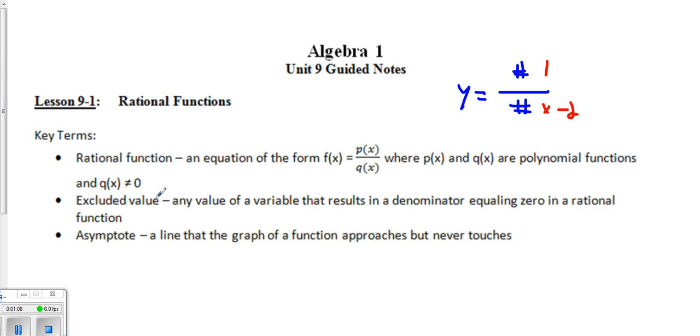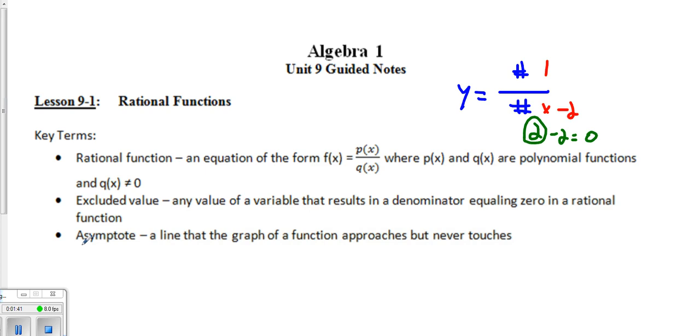So let's go on to excluded value. That's any value of a variable that results in a denominator equaling 0 in a rational function. In this example that I've made, if x were to be 2, 2 minus 2 equals 0. And we can't have our denominator equaling 0 here, because then it'd be 1 divided by 0. And you can't divide by 0. So this number here, 2, would be an excluded value.